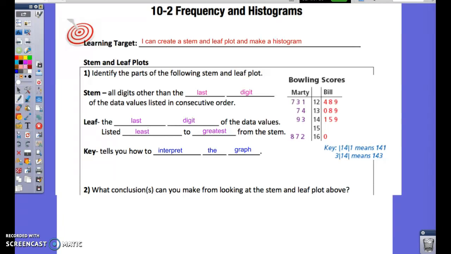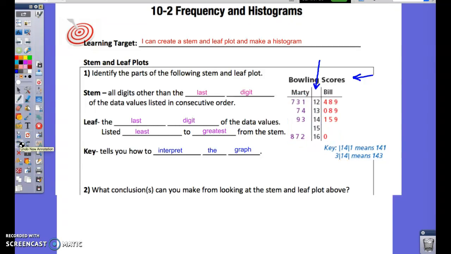So if you look over here at the bowling scores, we have some sample data. In a stem and leaf plot, the stem is simply all the digits other than the last digit. So the stems would actually be in this little column right here, and they're listed in consecutive order. The leaves are the last digit of the data values, and they're listed from least to greatest from the stem. So everything over here would be considered your leaves, as well as on this side.